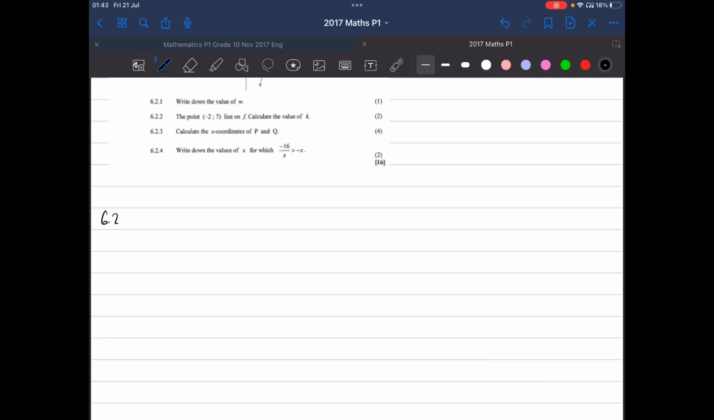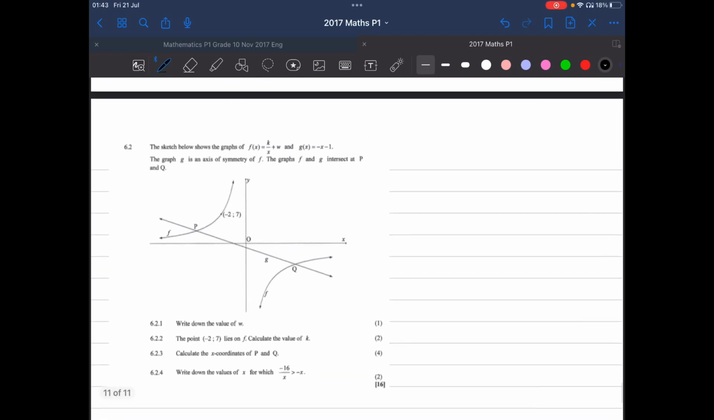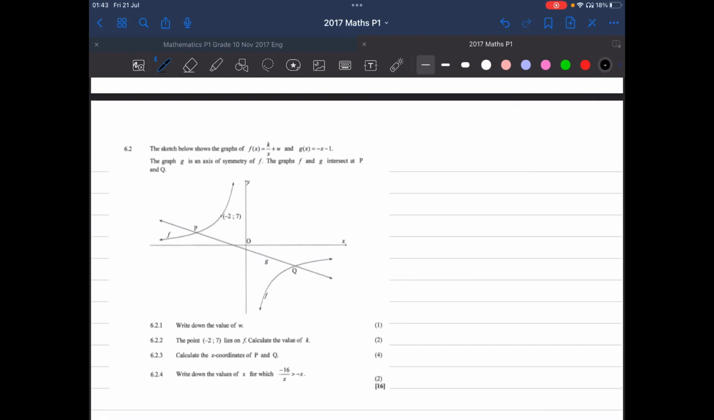So this here looks like hyperbolas. So the sketch below shows the graph of f of x equals k over x plus w, and g of x equals minus x minus 1. The graph g is an axis of symmetry of f. So f is the hyperbola. Okay, and g is the axis of symmetry of that. Okay, the graphs f and g intersect at p and at q.